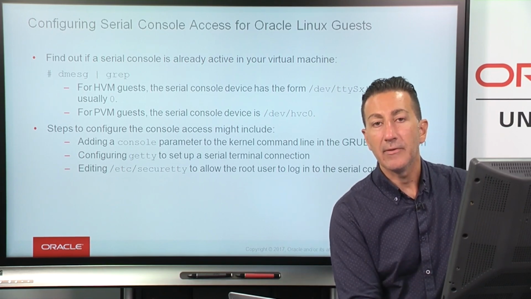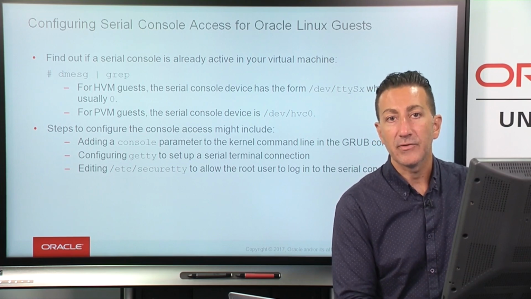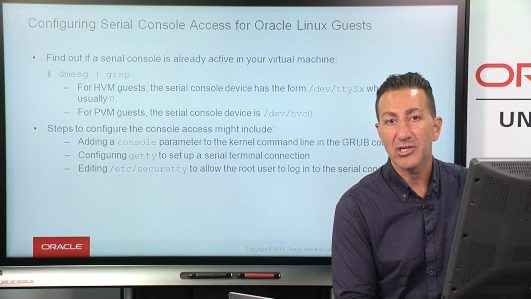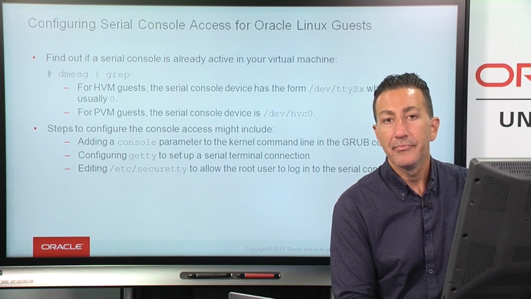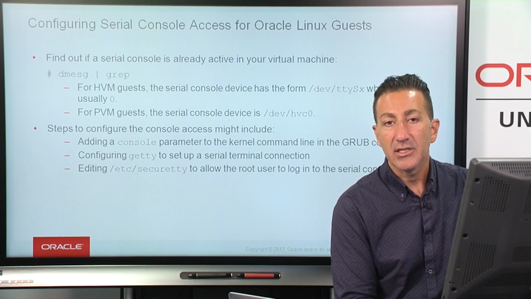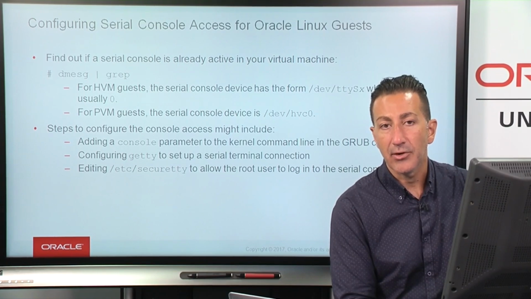Okay, so configuring the serial console access for Oracle Linux guests, we need to find out first of all if a serial console is already active in your virtual machine. You do this with dmesg, and we grep, in this case, for devices such as /dev/ttySx, where x is usually 0. This is for HVM guests, and for PVM guests, the serial console device is /dev/hvc0.